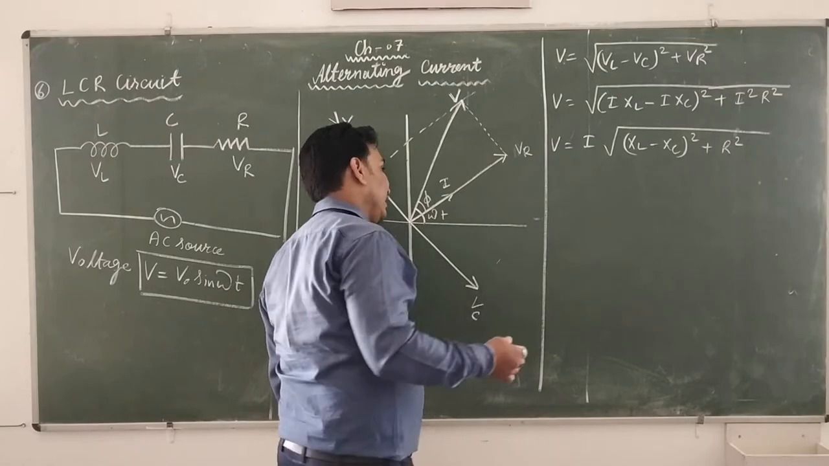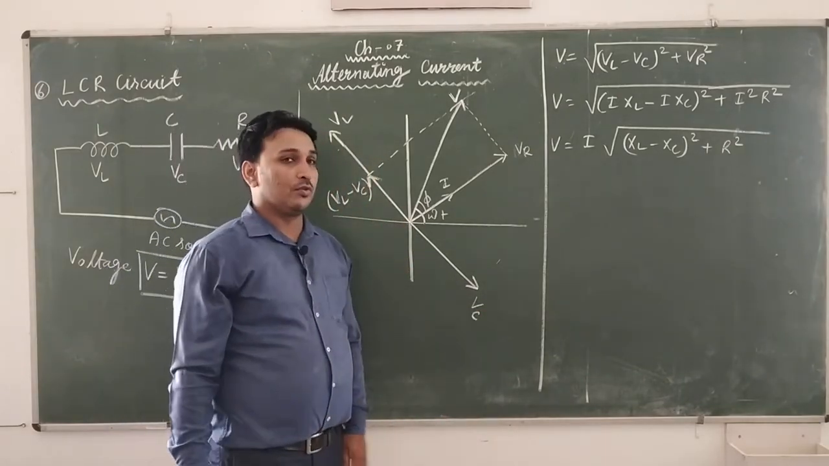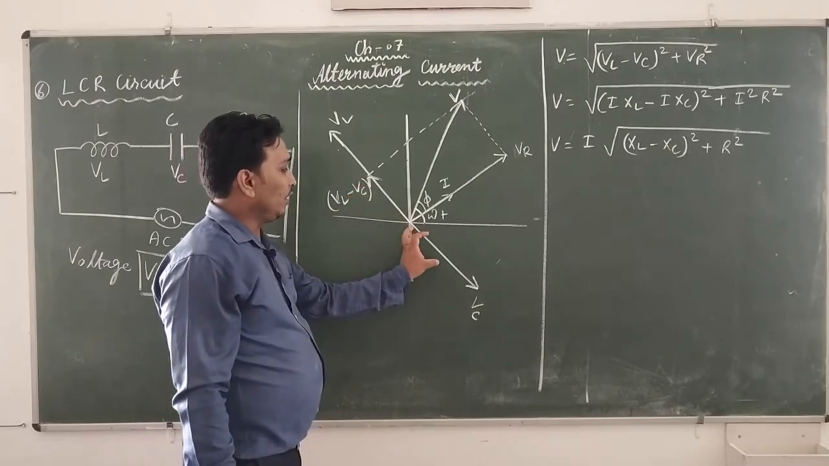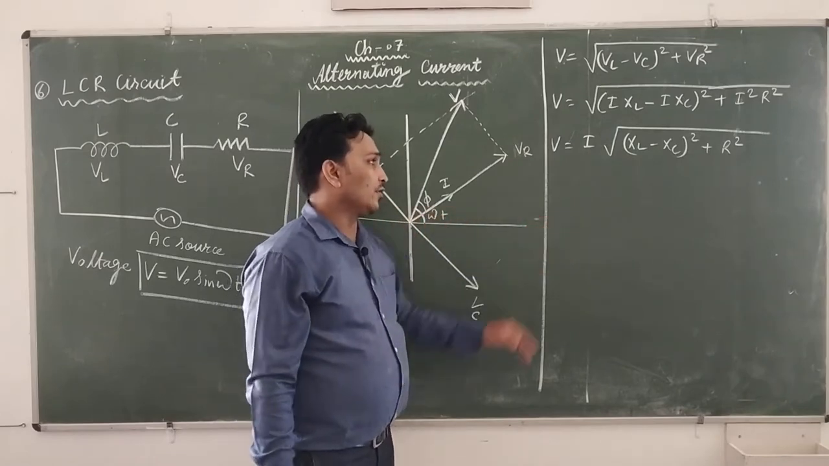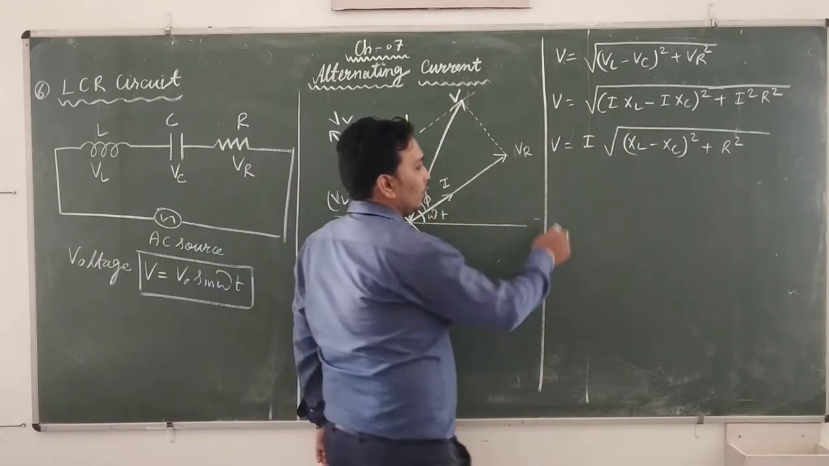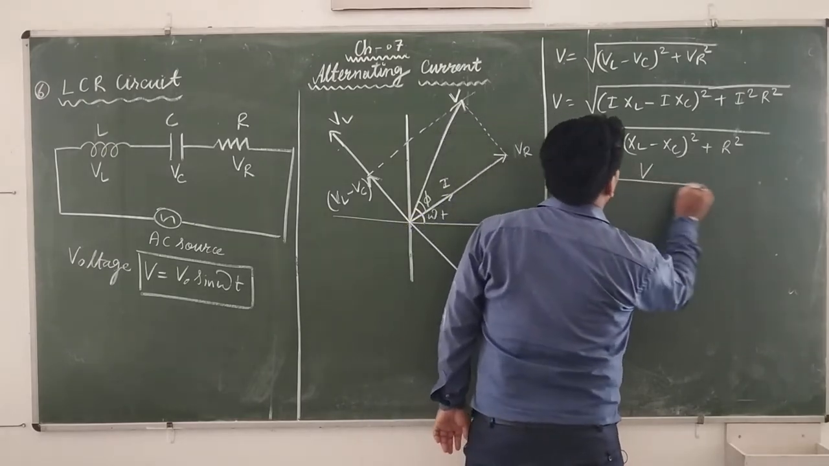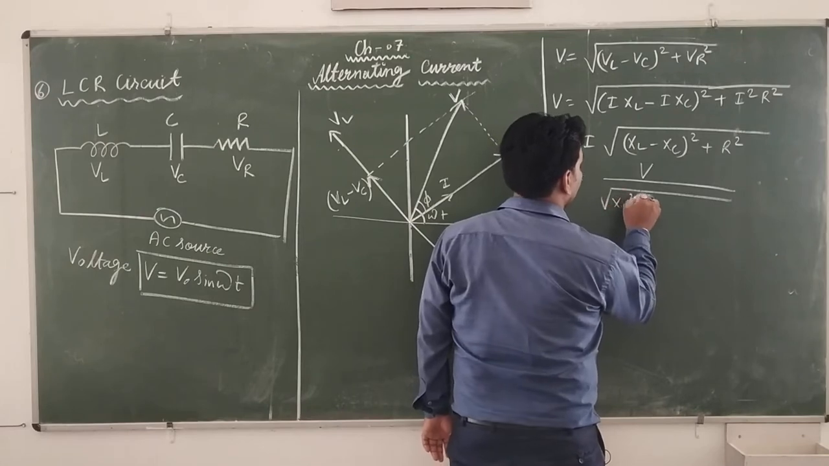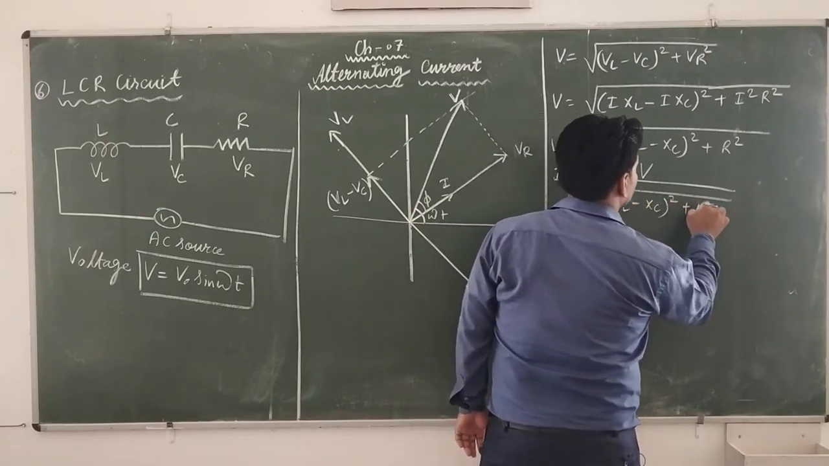So you can remember this formula for both the cases. But when VC is greater than VL, then obviously this phasor diagram is going to change. In place of this VL minus VC, we have to make VC minus VL, and then in that case the resultant will be in this direction. Okay. From here the value of I comes out to be V upon under root XL minus XC whole square plus R square.